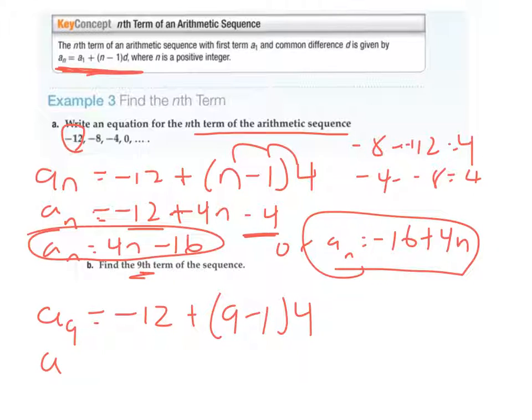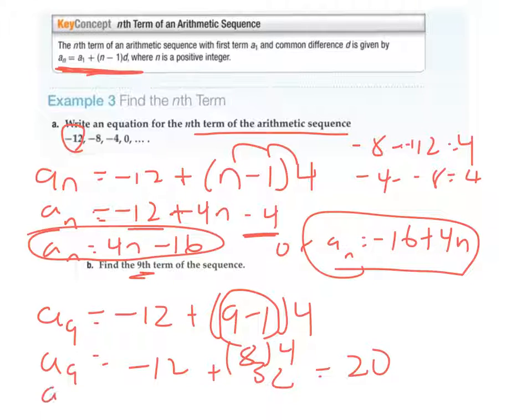So to find the 9th term, I can now just do PEMDAS. PEMDAS means I'm going to take 9 minus 1, which is 8, and I'm going to multiply it by 4, because that's parentheses, then multiplication, so that's 32. And I'm going to add that to -12. And when I do that math, I will get 20. So the 9th term will be 20. And so there's the answer to finding the nth term.